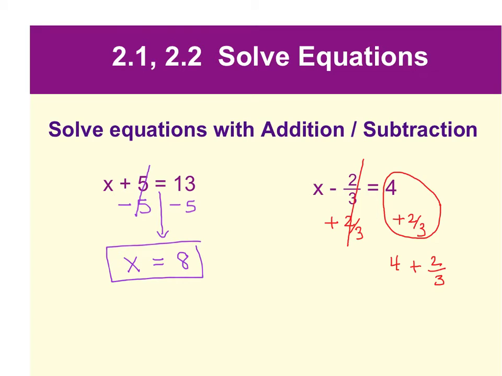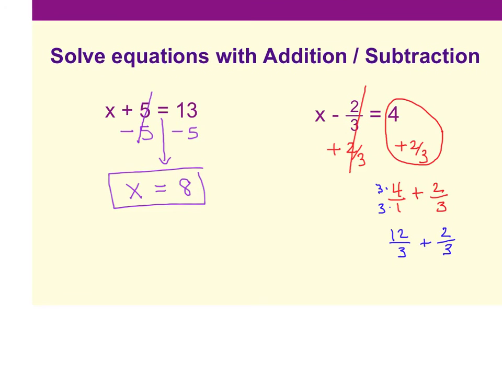Anytime you're dealing with fractions, let's make both numbers fractions. I can make the 4 a fraction by saying it's equal to 4 over 1. And then we need a common denominator because we're adding fractions. So I have a 1 and a 3. Let's multiply this fraction top and bottom by 3. So that gives us 12 over 3 plus 2 over 3. Now you can see we have that common denominator. So now we can add those two fractions together. The common denominator stays the same, and then 12 plus 2 is 14. So x is equal to 14 over 3.